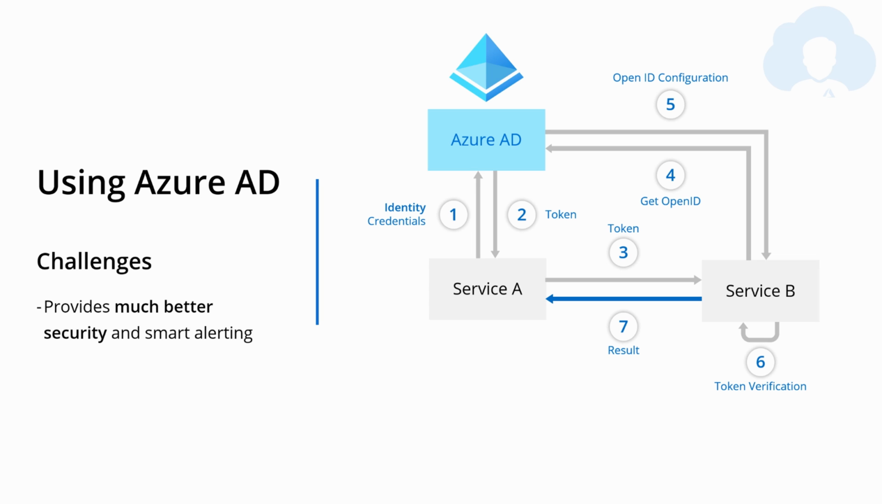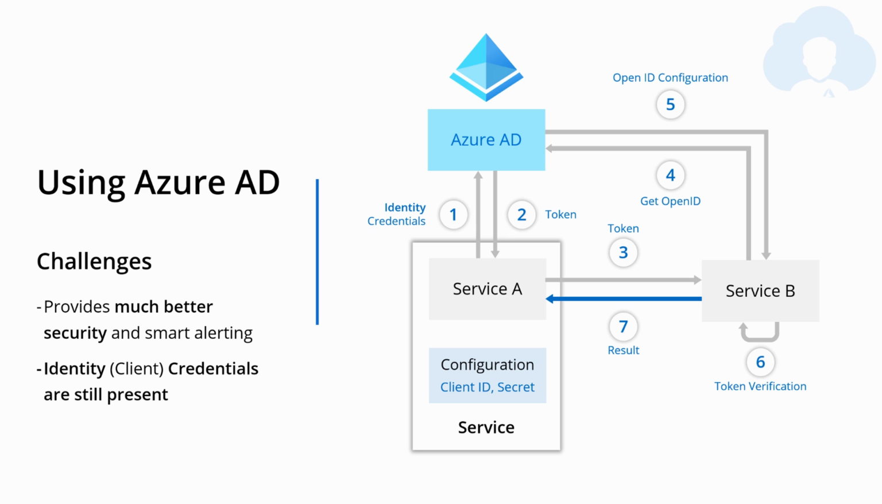But we're still left with one challenge here, because we need to store this identity credentials somewhere, and they are either present within application code, application configuration file, or on the service itself. While in this flow we're only exposed to 4 steps, so we only need to send credentials to get the token and then send that token to Service B to get much better security, we're still not in the clear. We need to somehow manage that configuration and the identity credentials in our service.